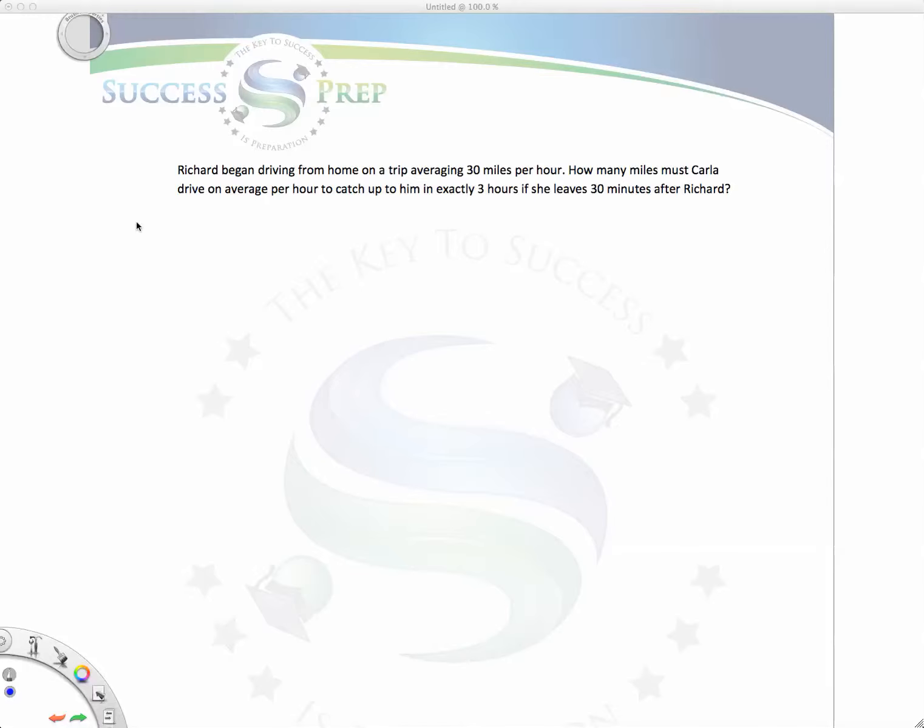A question like this on the GRE requires you to understand the use of speed, distance, and time. And the formula for speed, distance, and time is what I call the DST Triangle. Pretty much the way it works is there's a D here, there's an S, and there's a T. D for distance, S for speed, T for time.